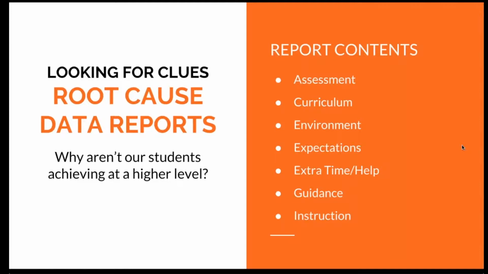So where do you find root causes? If you've been with us for a while and doing this process, you'll probably remember we provide these root cause reports, and they cover 7 areas: assessment, curriculum, environment, expectations, extra time and help, guidance, and instruction. These all come from ASA's Elements of High Achieving Schools.